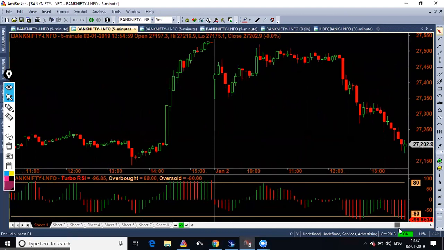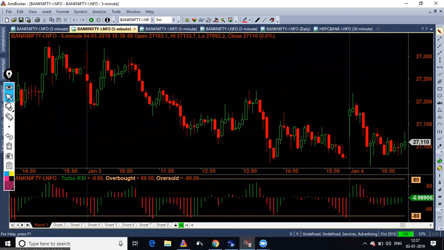So here is the 3rd of January. This candle is where we got the bigger volume. The volume was bigger, right? And it happened at this level. So at this level, the big volume came.